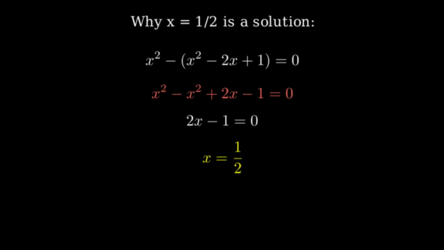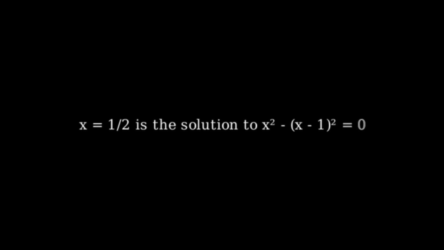This example illustrates an important concept in algebra. Sometimes what appears to be a quadratic equation with potentially two solutions can simplify to a linear equation with just one solution. This happens when the highest degree terms cancel out. We've proven that x equals 1/2 is the solution to our equation by both direct substitution and by analyzing how the equation simplifies. When the squared terms cancel out, we're left with a straightforward linear equation.